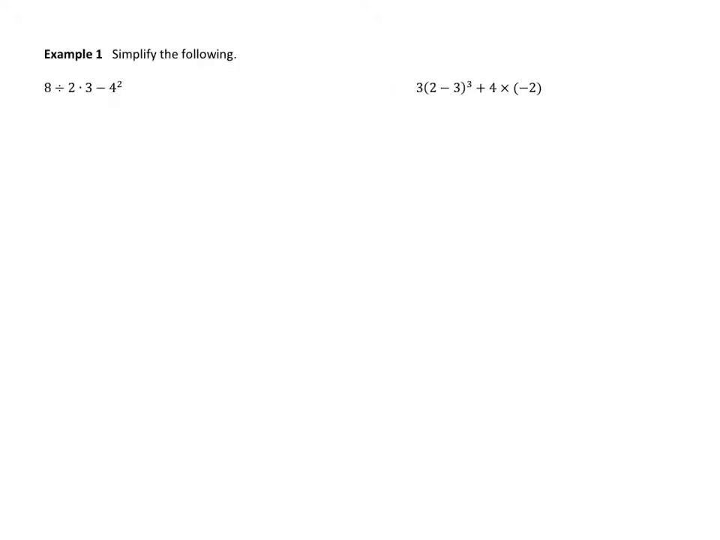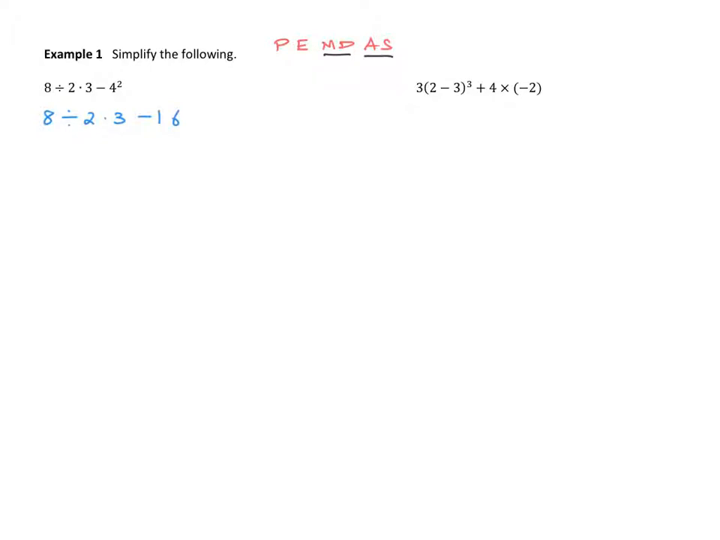For example 1, I'm going to write out the acronym, and just make note that multiplication, division, addition, and subtraction are done from left to right as they appear. So we'll start with this here. There are no parentheses, but there is an exponent. So I want to deal with this 4 squared, which is 16. So let's write that out. This is 8 divided by 2 times 3 minus 16.